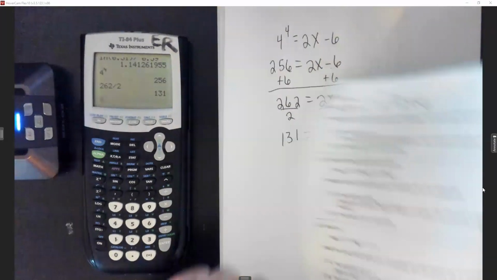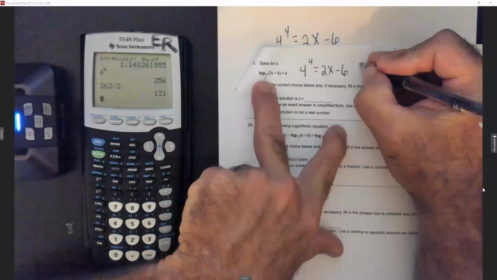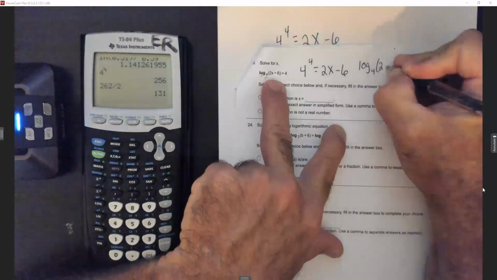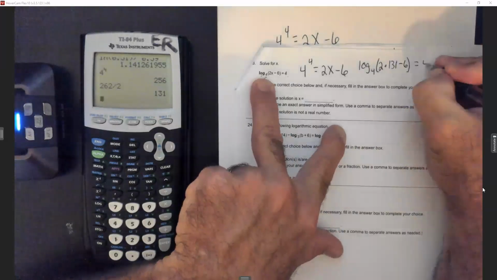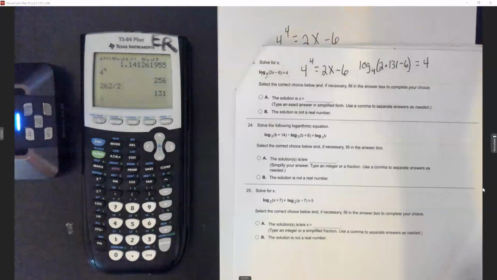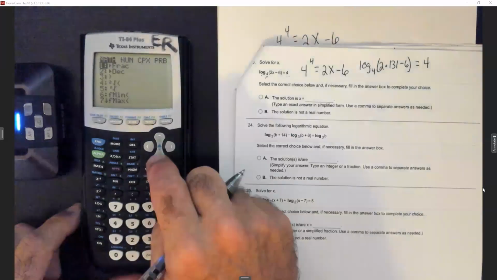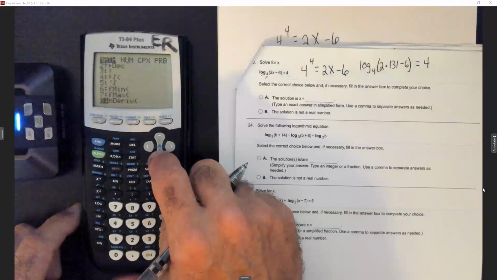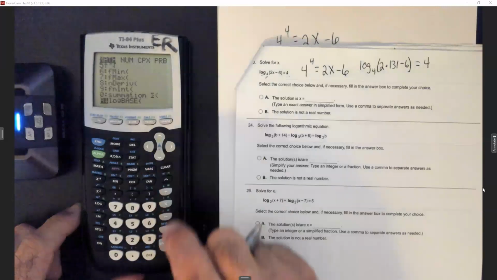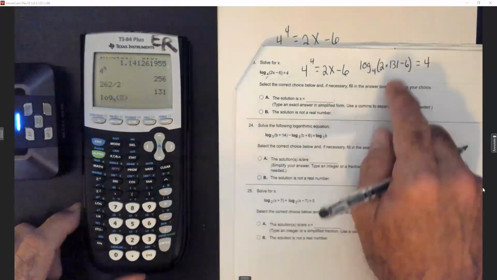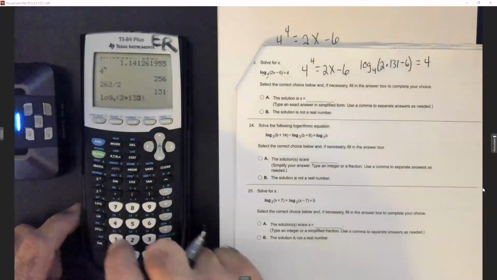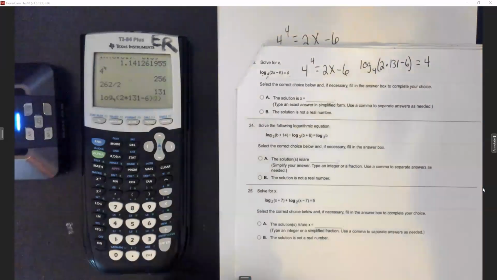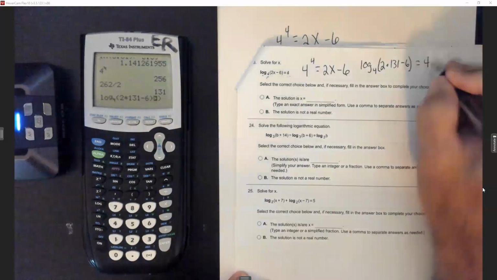So watch this. I'm going to check this answer. I got log base 4, 2 times 131 minus 6 has to equal 4. All right, watch this. Math, go down to that log. Where's my log base? Right there, hit enter. So my base is 4, arrow over. I'm going to put in this. 2 times 131 minus 6, close parentheses. When I'm done, that better equal a 4.